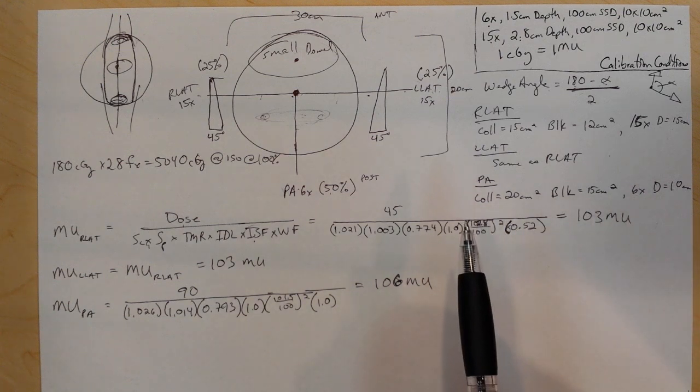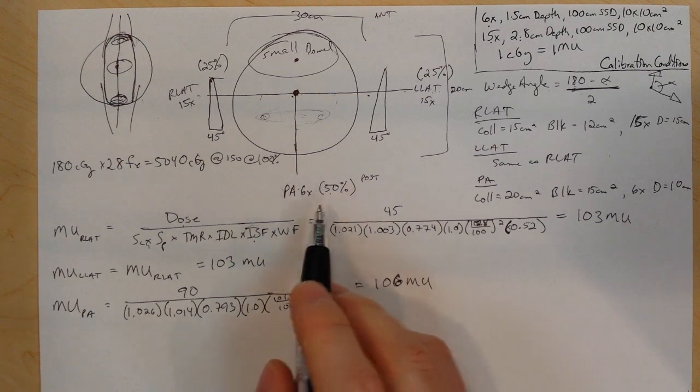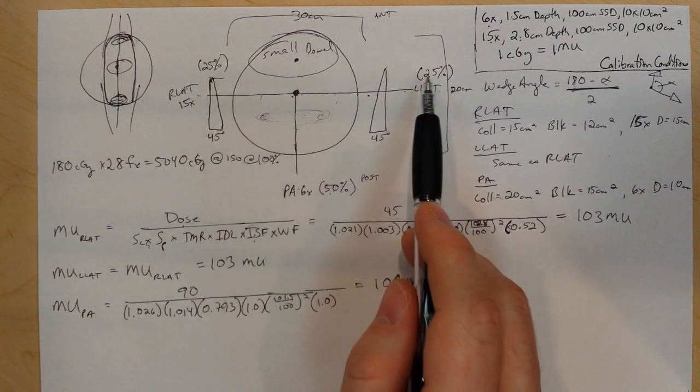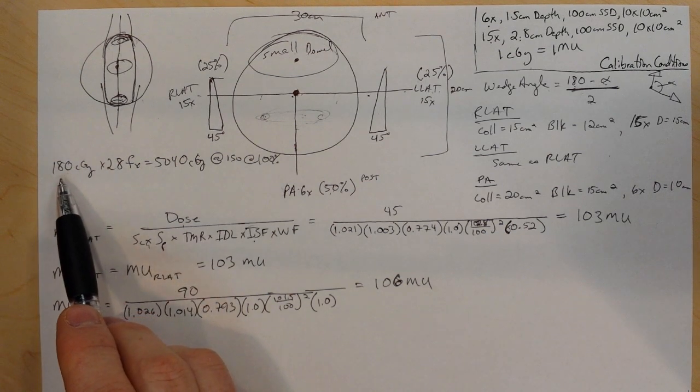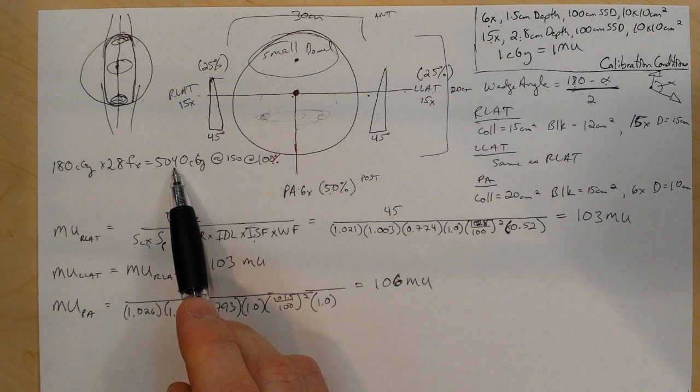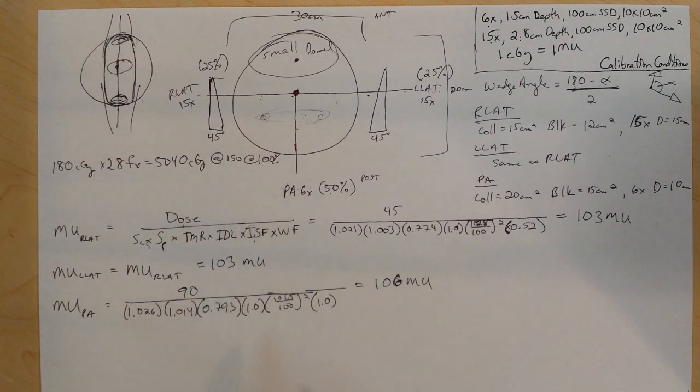The last thing that we're going to want is beam weighting. I'm delivering 50% of the dose from the PA, and I'm delivering 25% of the dose from each of the laterals. My physician prescribes to me to deliver 180 centigray times 28 fractions to 5040 centigray at isocenter at 100%. So my normalization is at 100%.